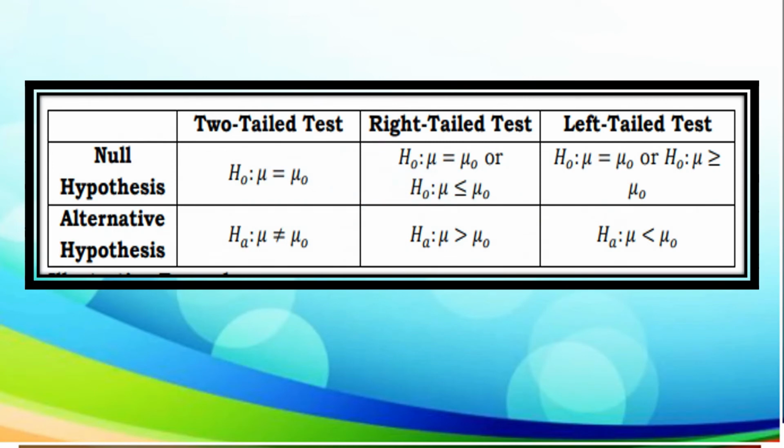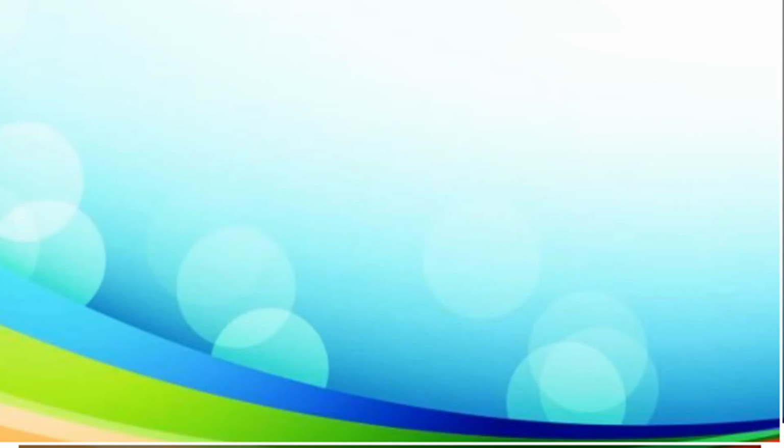Now let us use this table to determine what kind of test we are going to use given our null hypothesis and alternative hypothesis. We have different columns here: the two-tailed test, the right-tailed test, and the left-tailed test. Observe the symbol they use for each hypothesis.